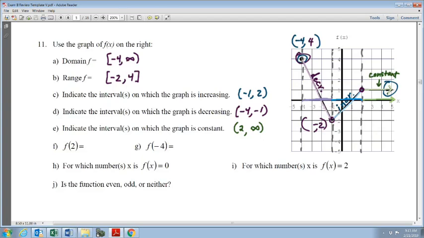So we need to find f of 2. So when x is 2, that's my input. Notice that's this point here. That's the point on the graph that has an x value of 2. And the height of the graph there is going to be the y value, which is 1. So f of 2 equals 1.